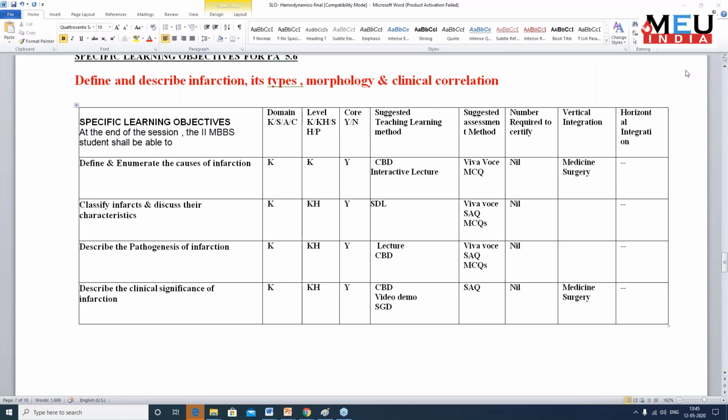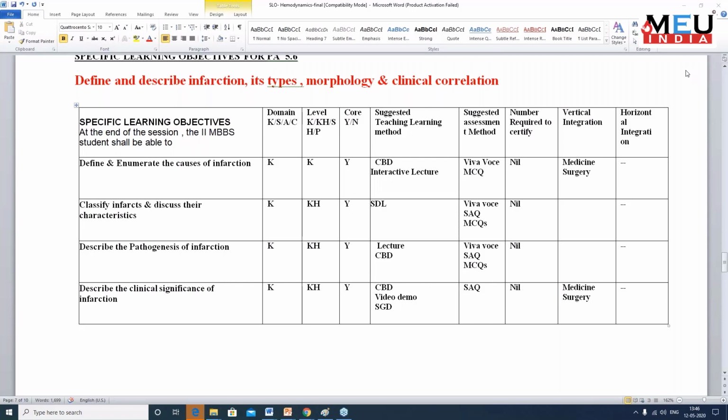Second part is to classify infarcts and discuss their characteristics. There are various kinds of infarcts. So that part the student needs to know clearly, because based on that many viva questions are asked and your short answers. So this part can be for self-directed learning, and this should be a little bit more guided than our previous competencies. Method of assessment is short essay question, MCQs, and viva voce.